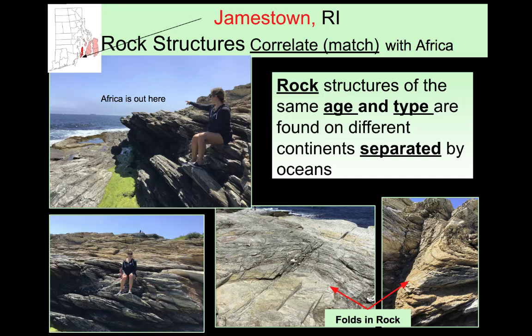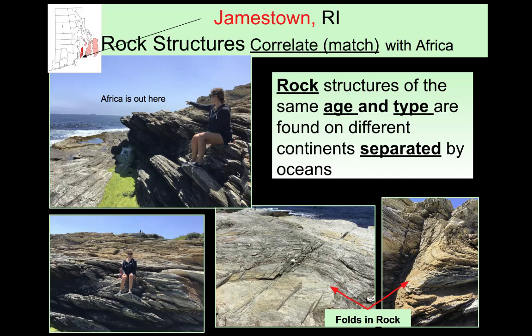Well, they do have an apparent puzzle fit, and they also have those continents, North America and Africa, have rock structures that match up. And right here in Jamestown, Rhode Island, we have an area called Beavertail National Park that shows and exposes rock that correlates with Africa. So you'll see here, this is actually me. I'm starring in this slideshow right here.